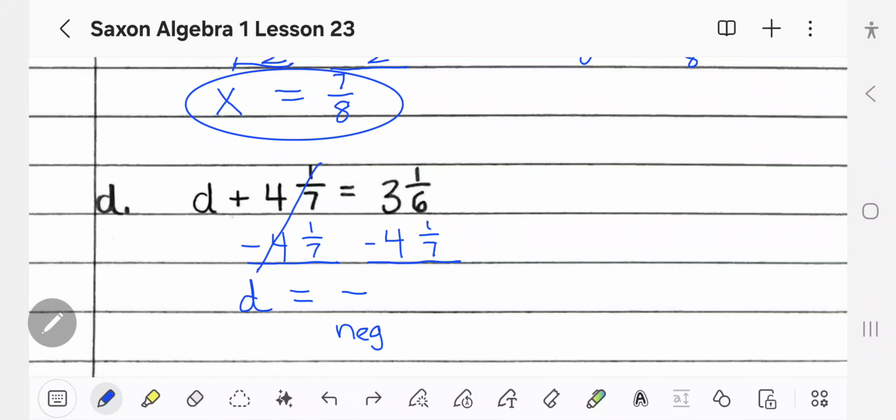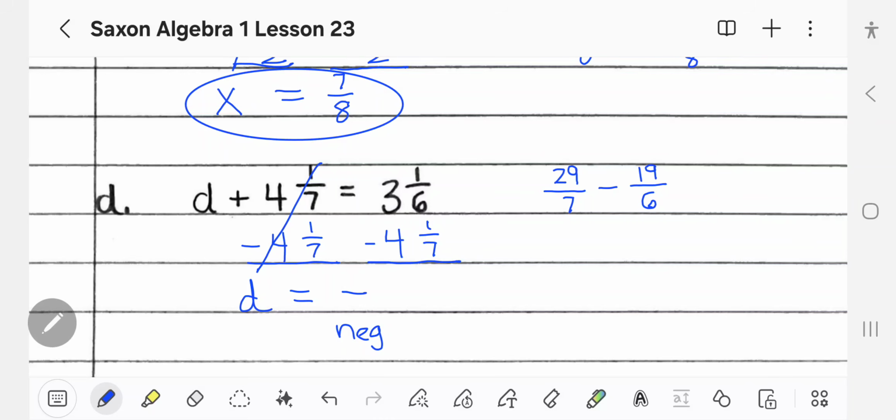Now, your book goes ahead and changes both of these into improper fractions. So let's go ahead and do it that way. I'm going to have to list the 4 1/7 first. So 4 times 7 is 28 plus 1 is 29 sevenths. 29 sevenths is the same as 4 1/7. Then I'm going to subtract from that 3 times 6 is 18 plus 1 is 19 sixths.